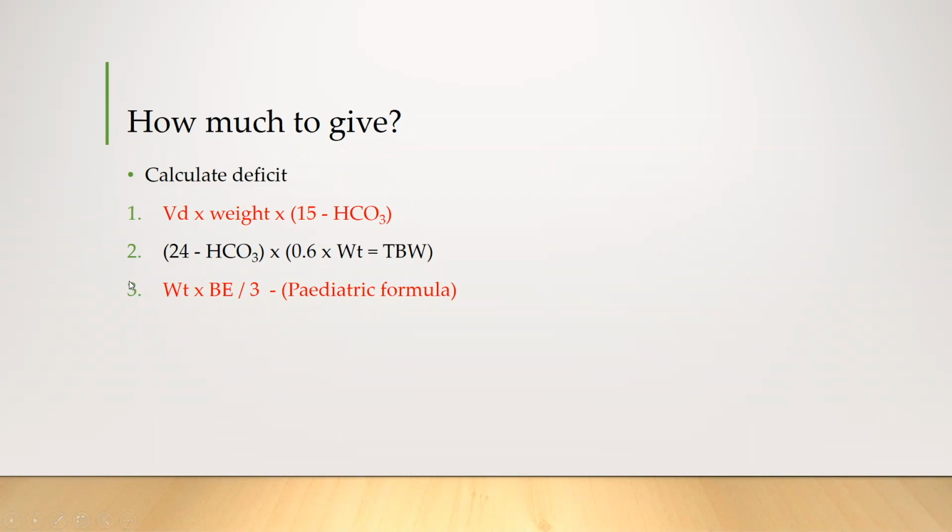Now, there's a pediatric practice used by our pediatric counterparts. They use weight times the base excess divided by 3. So this gives the bicarbonate deficit, which they then correct through a half correction and then subsequent corrections.